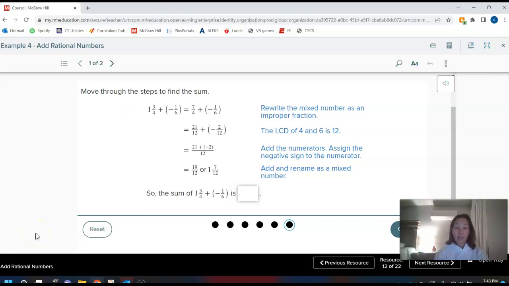Pause and do that one, the check problem at the top of page 189. And we are going to stop there for now.